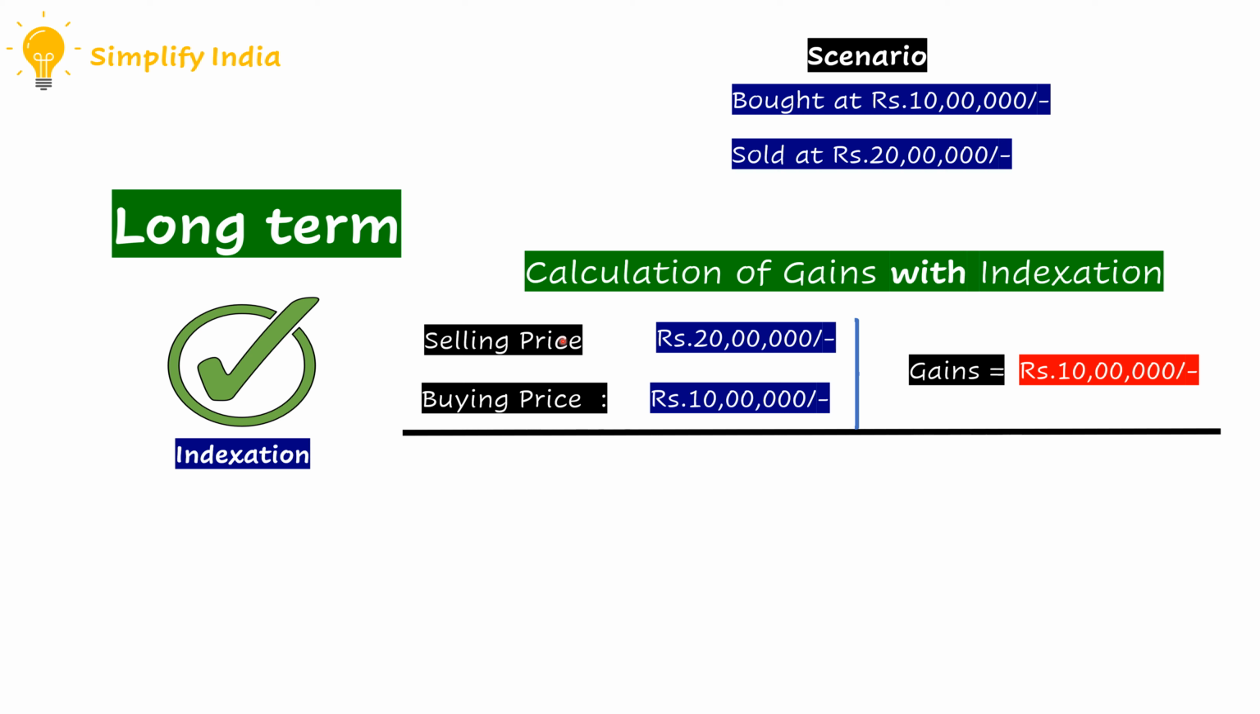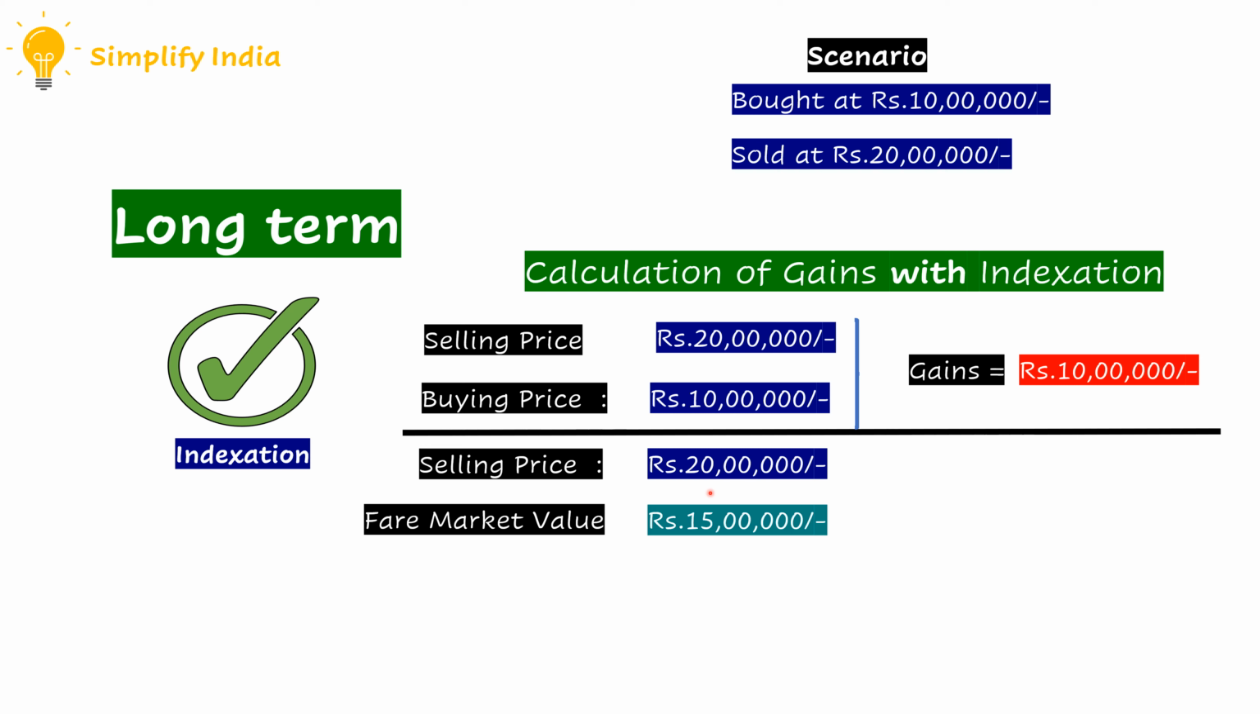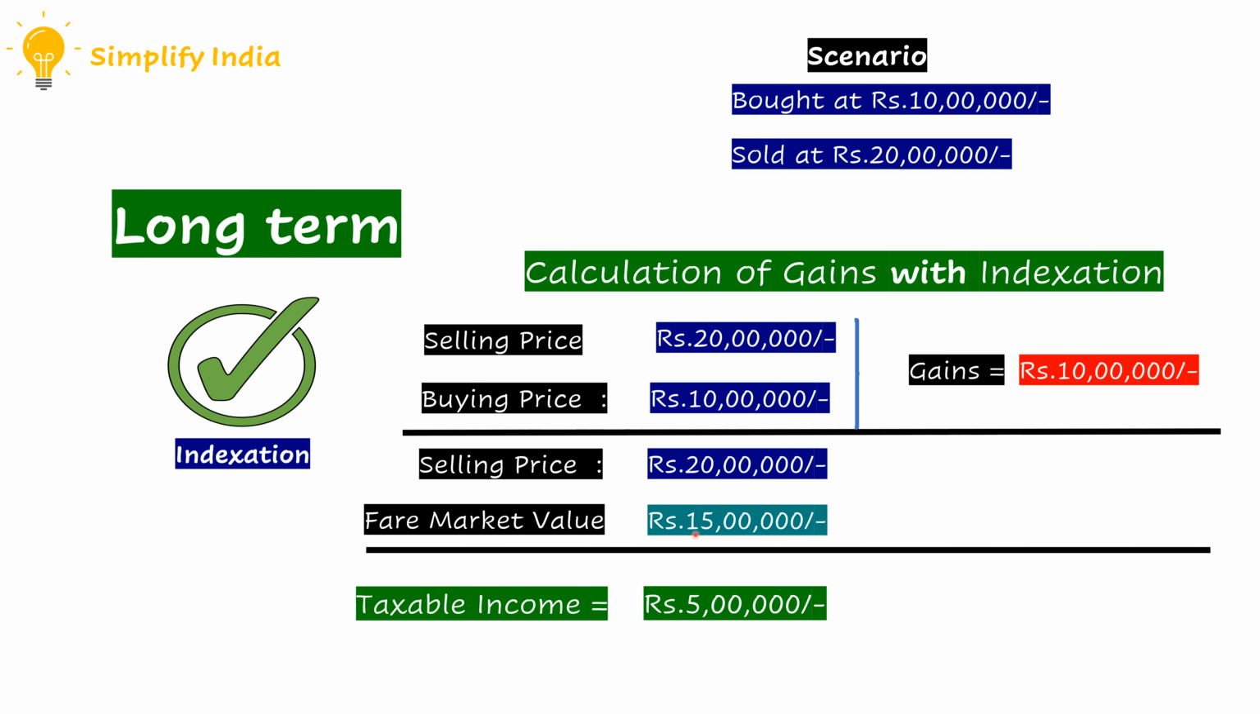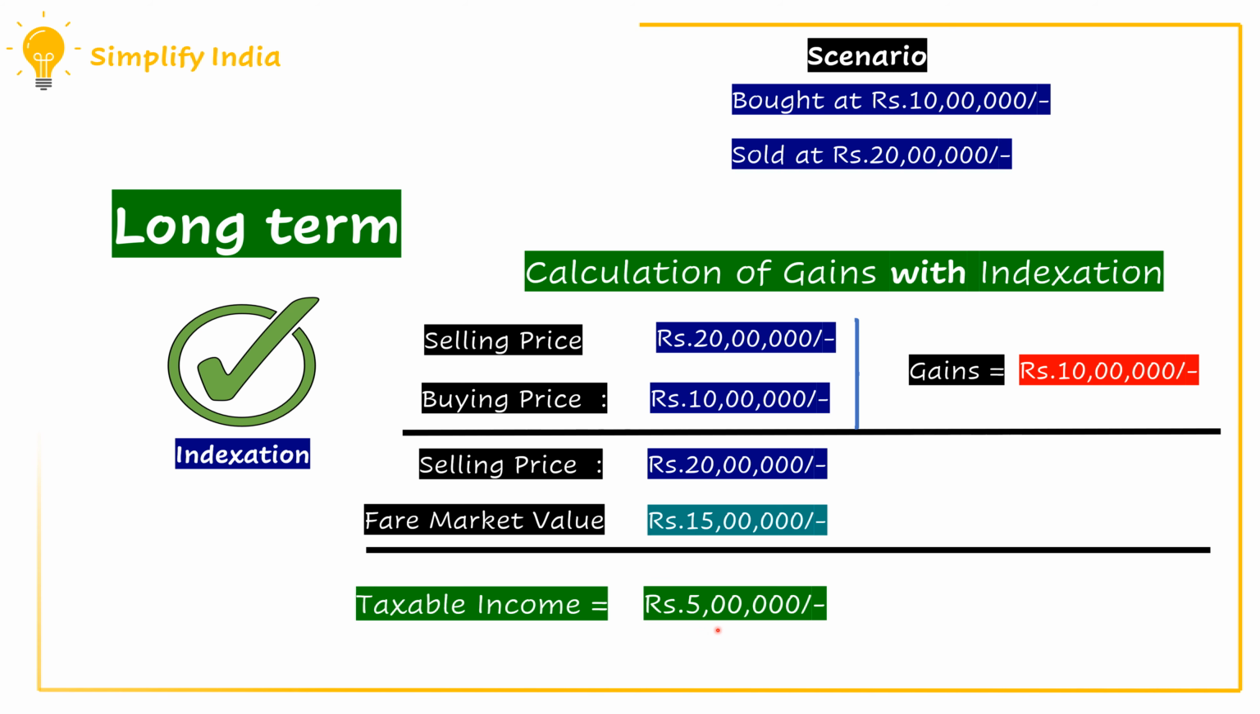Here, instead of considering the buying price, we are going to consider the fair market value, that is rupees 15 lakh. Here selling price minus fair market value, that is rupees 20 lakh minus rupees 15 lakh, we are going to get rupees 5 lakh as our taxable income. Here in case of the long-term capital asset, the taxable income is much lesser when compared to the short-term capital asset.